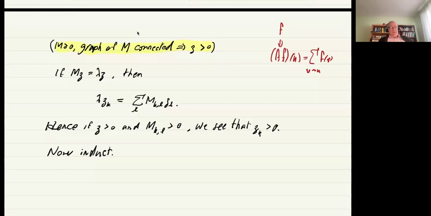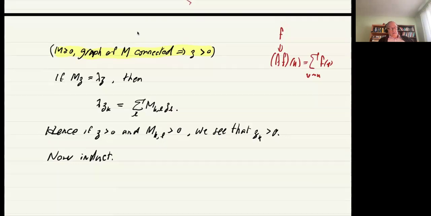So if Mz is equal to lambda z, then the kth entry of lambda z is equal to this sum. That's just standard algebra. Now, if z is positive, that probably should be a z_k, okay, I can fix that. And some entry, one of these entries, M_kl, is positive. Then, so if one of these entries M_kl is positive, so, what am I doing? Yeah.